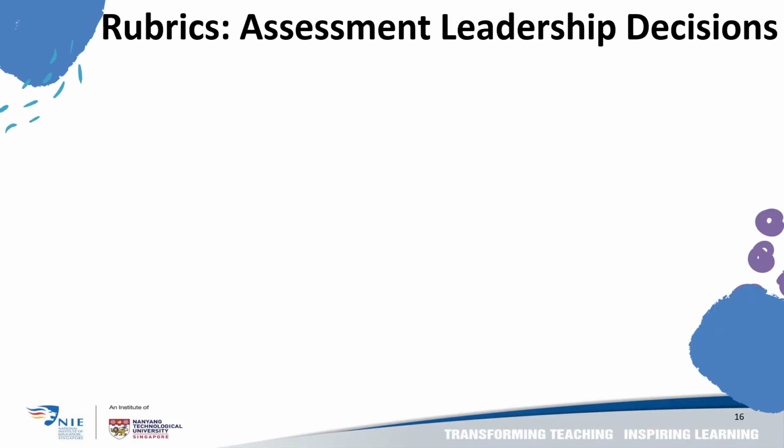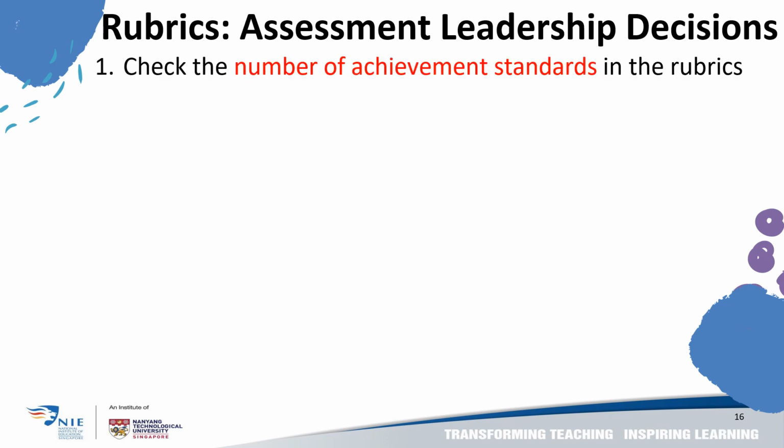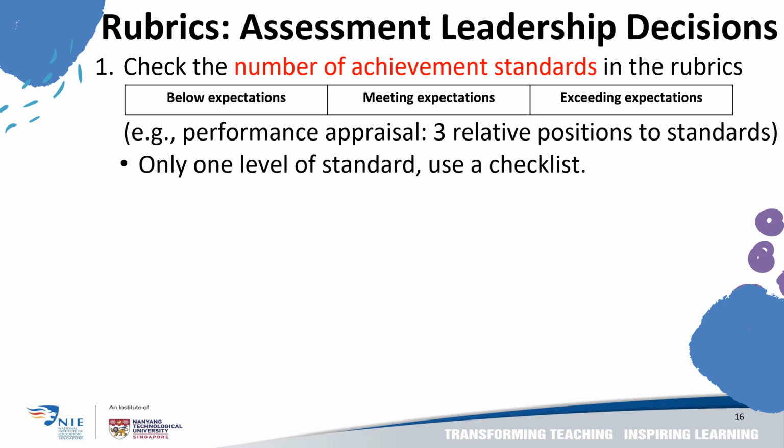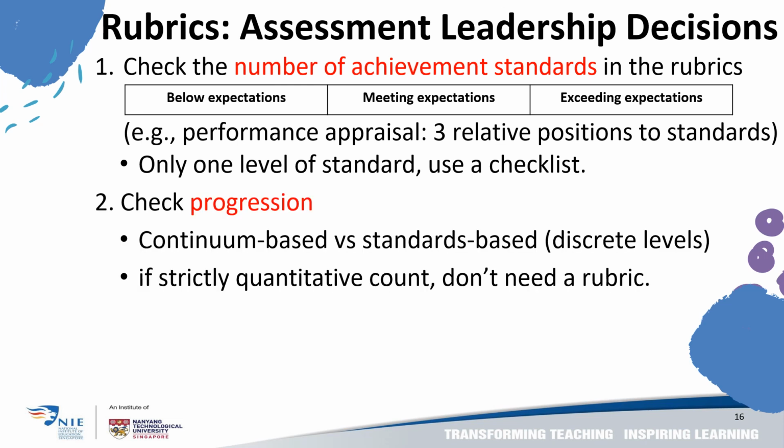As an assessment leader, leading change in assessment in your department or school, here are a number of decisions in relation to rubrics that you will have to make. Firstly, we need to check and establish the number of achievement standards in the rubric. If you only have one standard, then stick to a checklist. So a rubric will need to have 3 relative positions to standards.